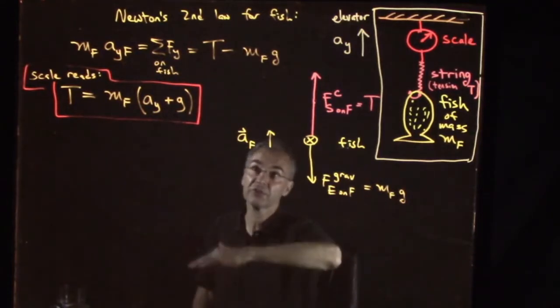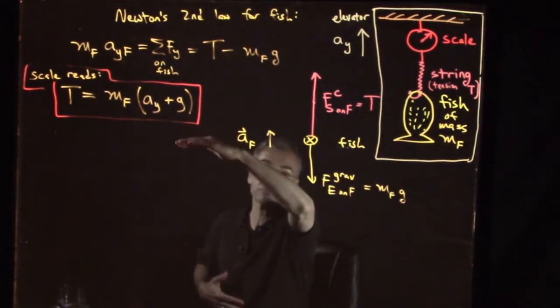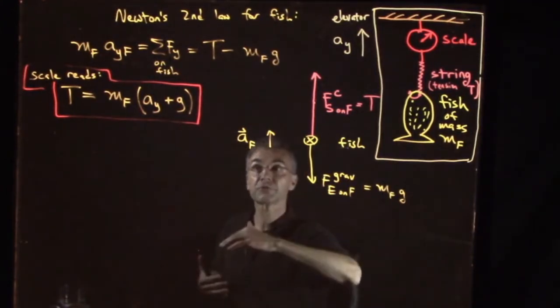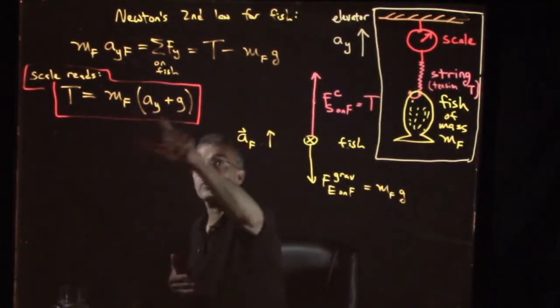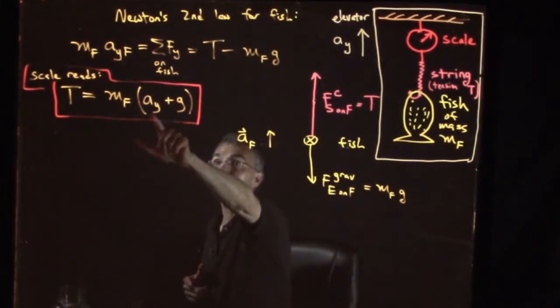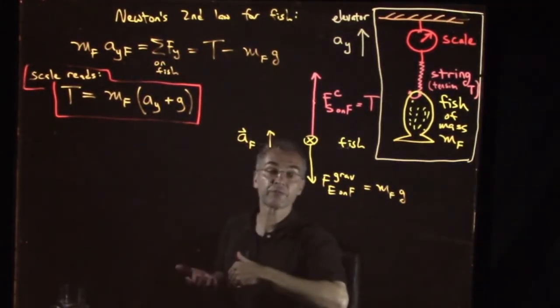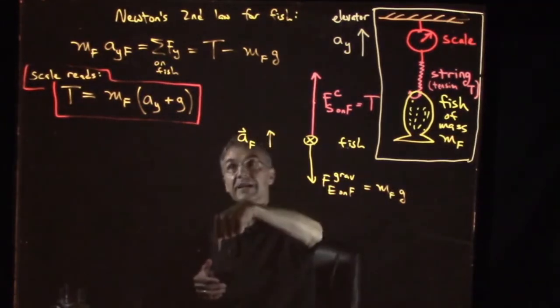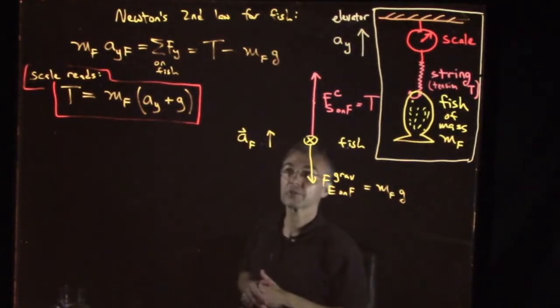Usually the elevator starts upward, you can feel that, and then it's just moving upward at constant velocity, so you don't feel that. Maybe you can hear the wind, but you don't feel it. So when the elevator is not accelerating, the scale reads just the ordinary weight of the fish. If the elevator is accelerating upwards, this is a positive number, then the scale reads a number bigger than the weight of the fish. And if the elevator is accelerating downwards, so this is a negative number, then the scale reads a number smaller than the weight of the fish.